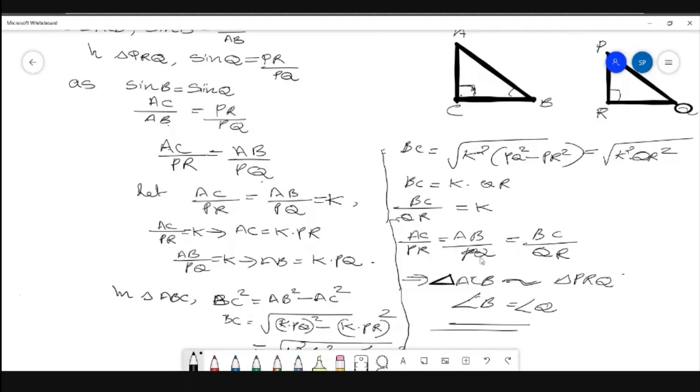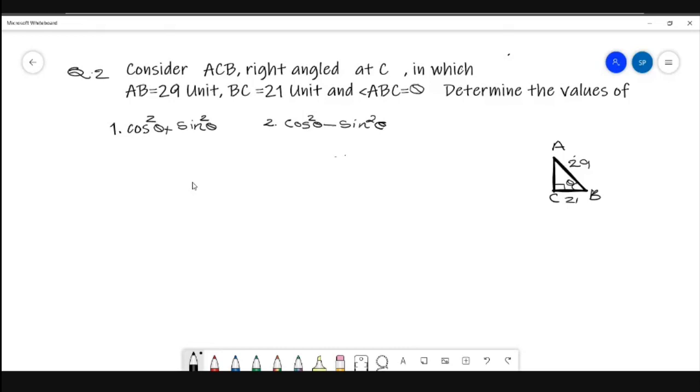Now the three sides of the triangles are in proportion. So triangles are said to be similar. If they are similar, their corresponding parts will be equal. So angle B equal to angle Q. Here, in the case when the two figures are given, this is how we do. Okay. Now look at the second question here.